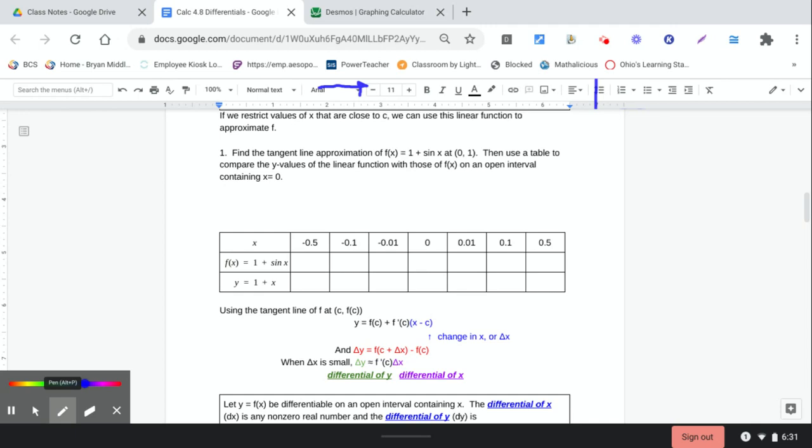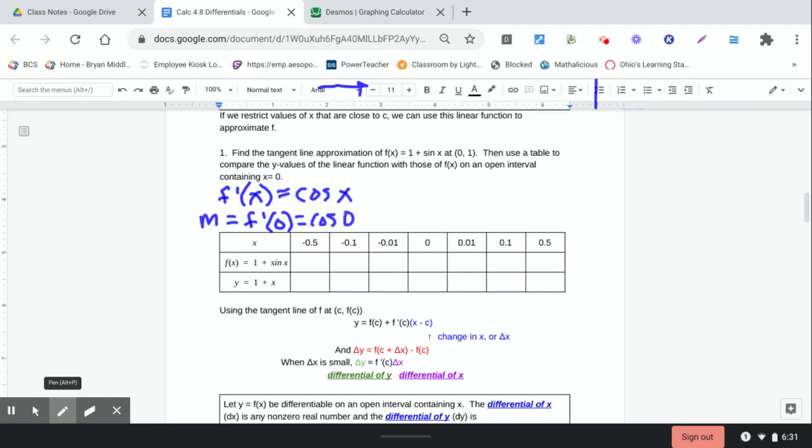So the first thing we want to do is find the derivative. The derivative of 1 is just 0, and the derivative of sine is cosine. And then our slope is going to be when we plug in 0. So cosine of 0 is 1. And then our tangent line is going to be y minus y1 equals our slope times x minus 0. And I'm going to go ahead and solve that since that's so basic. So the tangent line approximation is y equals x plus 1.